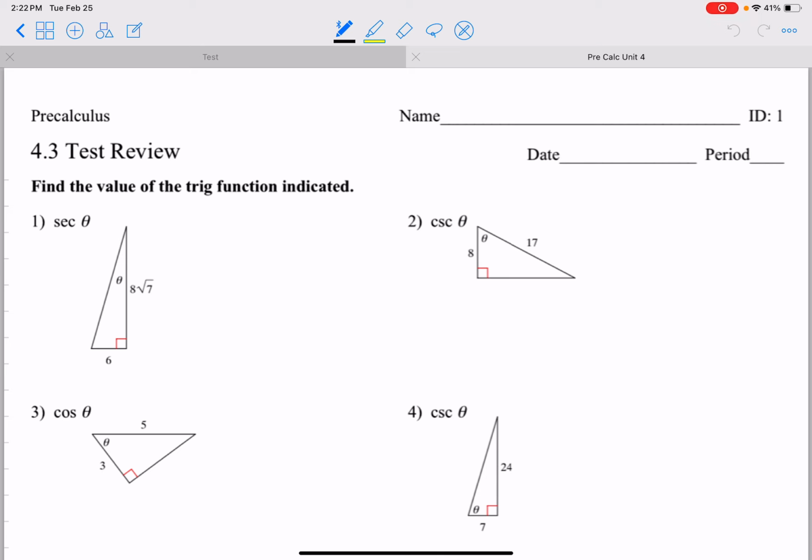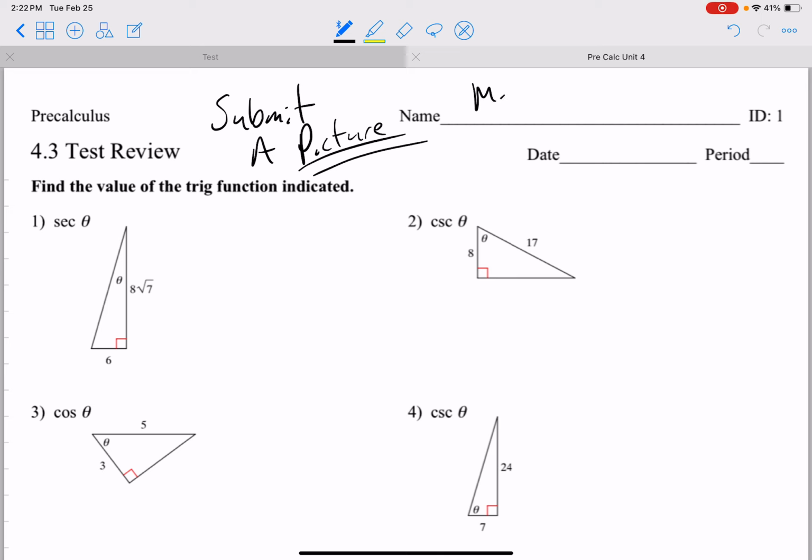This is our test review. So what I'm going to do is a problem from each section. I time myself, see how long it takes. If I can do more, I'll do more. But at minimum, you have to have done the problems that I do on here, and you need to submit a picture for your homework.